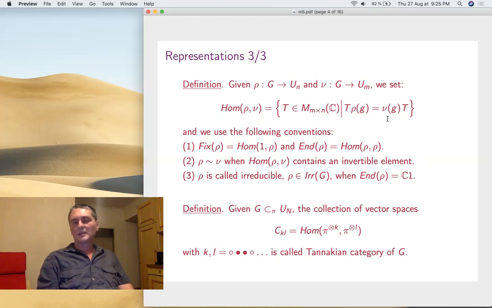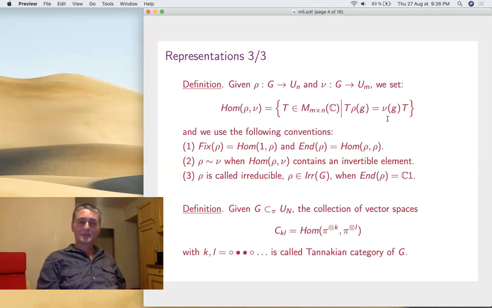Now, if I take the trivial representation, I mean, just one by one matrix, things which intertwine one and rho are the fixed points of rho. These are denoted by Fix rho. Also, if I take rho equals to mu, these are the so-called endomorphisms of rho. I mean, these are square matrices now which commute with the action. Also, I call equivalent two representations when the Hom space contains an invertible element. And finally, rho is irreducible when there are no nontrivial intertwiners. Okay, so all these are definitions. And finally, one more definition.